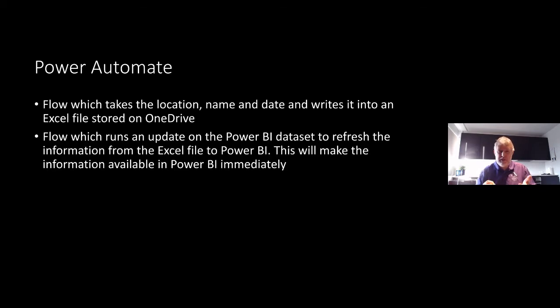In Power Automate, we're going to create a flow that will take those inputs from Power Apps, and we're going to write it to the Excel file on OneDrive. Again, it's on OneDrive, to make the update of the data set easier without using a gateway or anything like that. And then the flow will run an update on the Power BI dataset to refresh it.